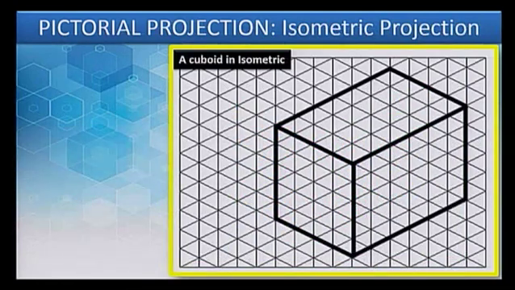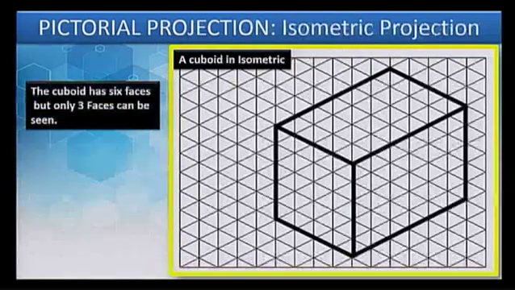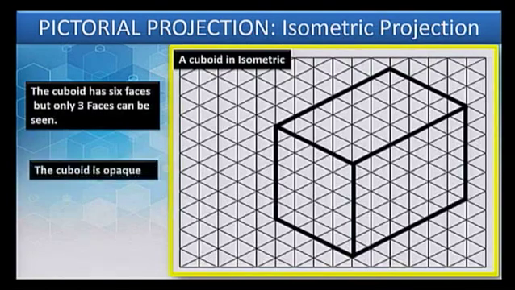Now that you are at ease with an isometric grid and its lines, let us attempt a very simple cuboid in isometric projection. We need to study it carefully before. So what can we observe? The cuboid has 6 faces, but only 3 faces are visible. The cuboid is opaque.